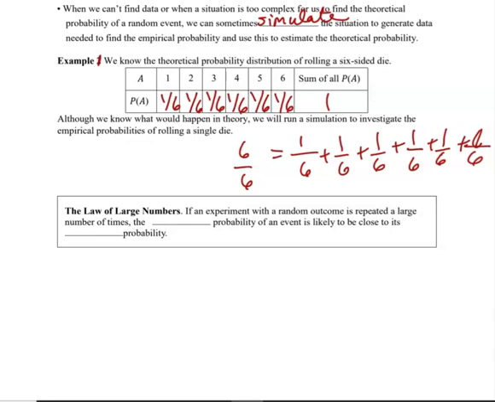What the law of large numbers says is that if we repeat this scenario a bunch of times, and by a bunch of times, like I said, a long time, thousands and thousands, the empirical probability that we're getting of an event is going to be close to its theoretical probability. So the more times we repeat an experiment, the closer our empirical probability will get to what should happen in theory with the theoretical probability. And that's related to this example I just gave you above.